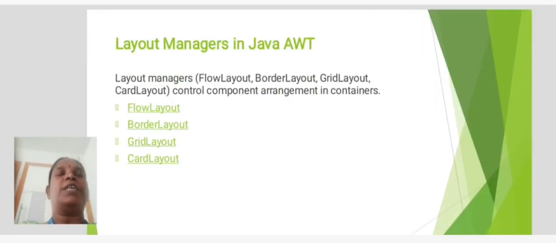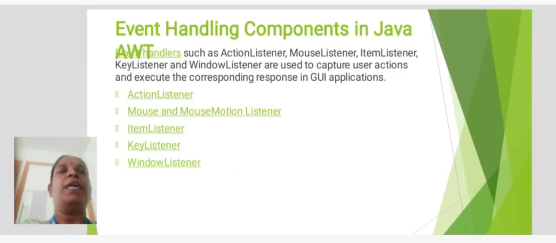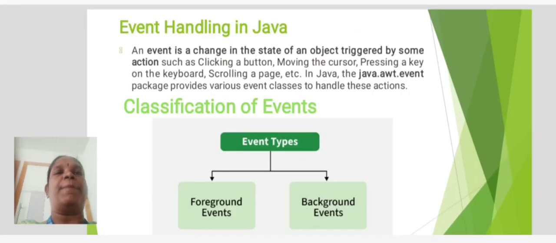Layout manager in Java AWT. Layout managers such as flow layout, border layout, grid layout and card layout control the components arranged in the container. Event handling component in Java. Java event handlers such as action listener, mouse listener, item listener, key listener and window listener are used to capture the action and execute the corresponding response in a GUI application.